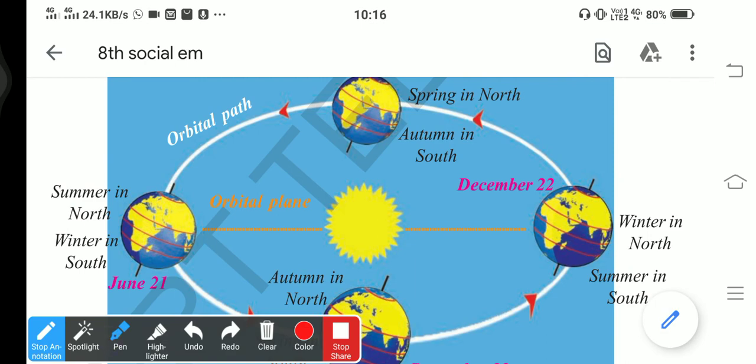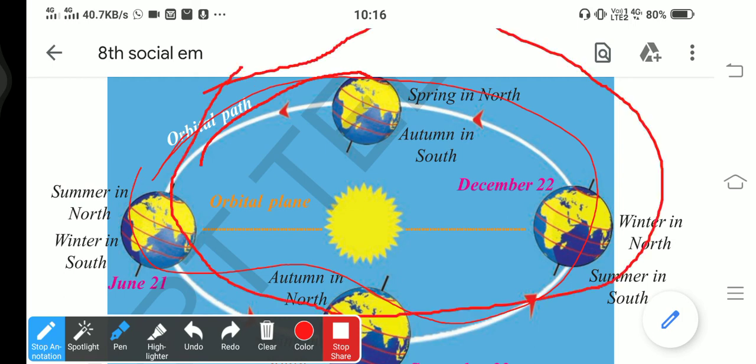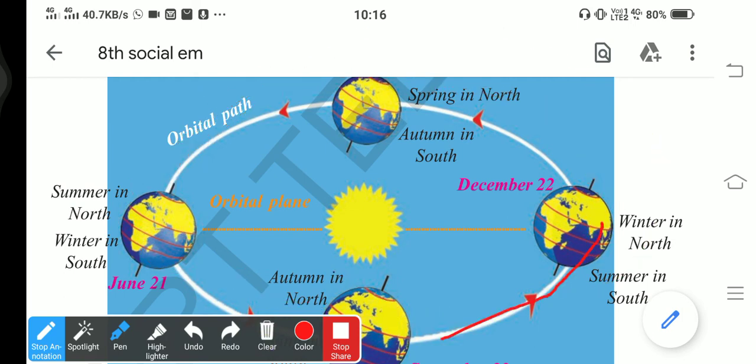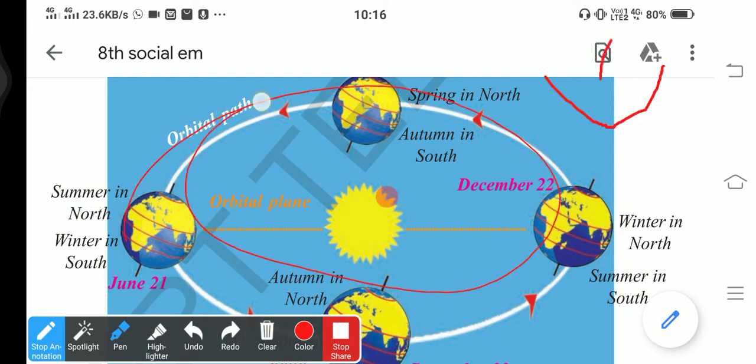Dear students, this is revolution. You look at, I am showing you. If earth starts here and comes to the same position here, right? This is called revolution, right? That means one revolution around the sun. This is the sun, my dear students. Okay, so earth rotates, and also revolves around the sun.